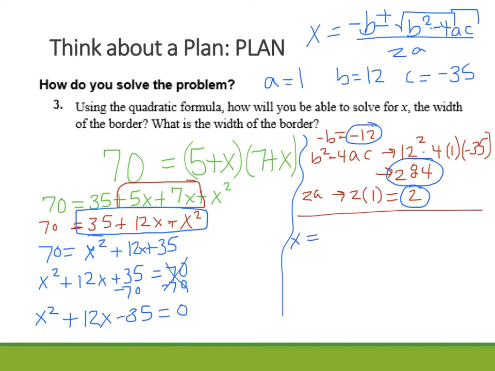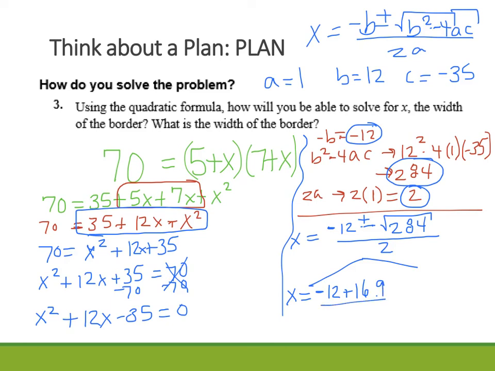So x equals, negative b would be negative 12, plus or minus the square root of 284, and that's over 2. Now let's get two solutions. Go ahead and change that square root of 284 to a decimal when you split these up. So negative 12 plus, the decimal value for the square root of 284 is 16.9, over 2. And my second one would be x is equal to negative 12 minus 16.9 over 2.